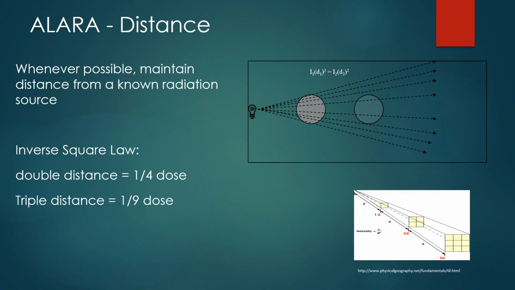The inverse square law, shown in the diagram, can calculate your reduction in exposure by moving away. Simply, if you double your distance, you quarter your exposure. If you triple your distance, you receive 1/9 of the exposure, and so on.